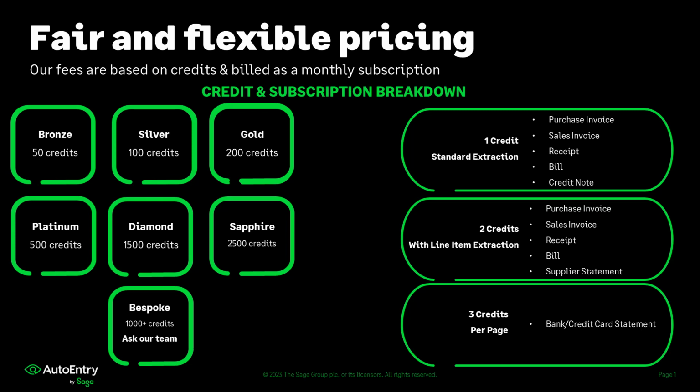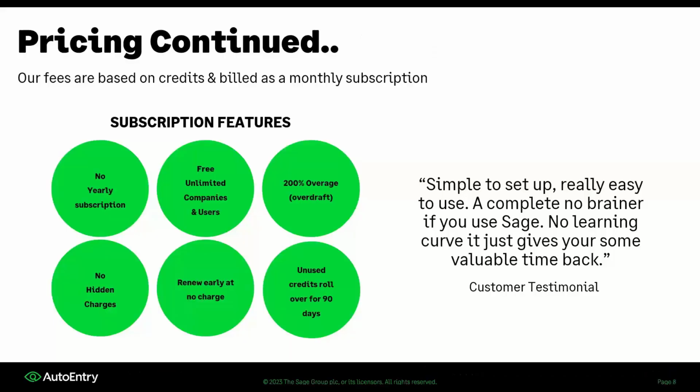In terms of how the credits are charged, you're charged 1 credit for what we call a standard extraction of invoices, receipts, bills, or credit notes. If you're extracting the line items on your invoices, receipts, or bills, or indeed if you're uploading a supplier statement, we're charging you 2 credits. And if you're uploading a bank or a credit card statement, we're charging you 3 credits for each page.